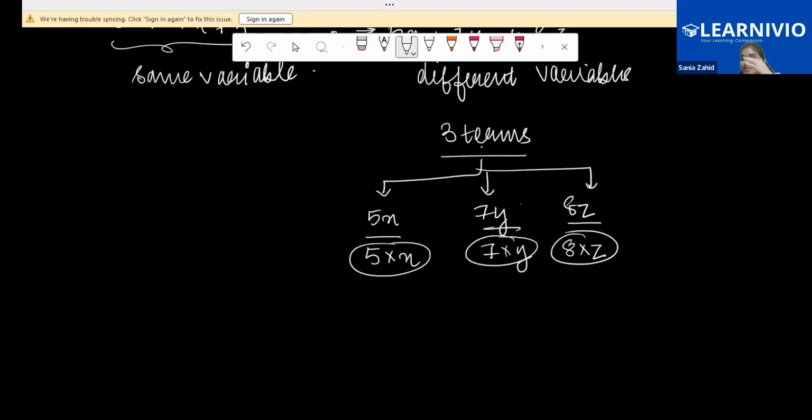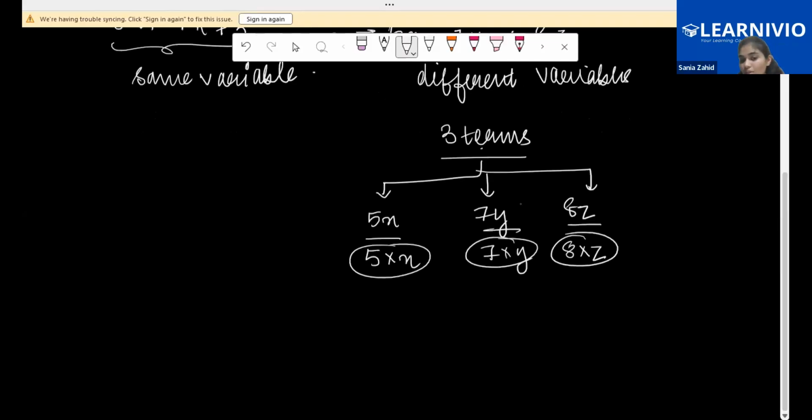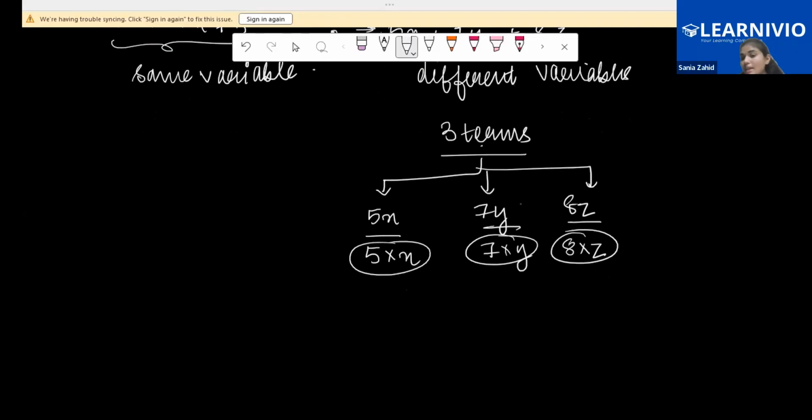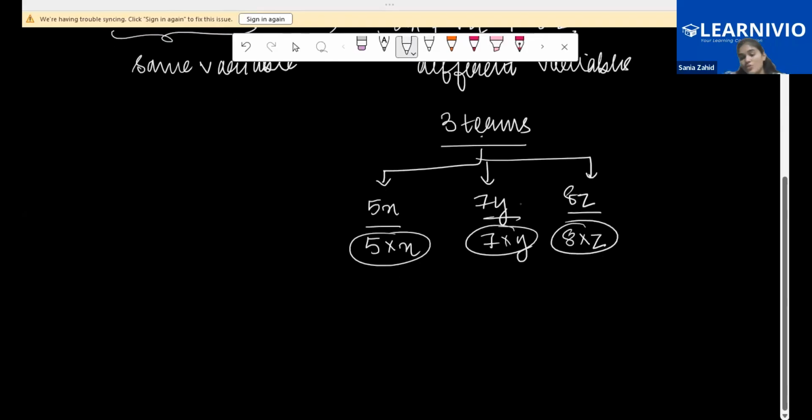So this is the basic knowledge that you must have: what is the meaning of terms, how terms are formed and everything. I'm audible, right, children? Yes, ma'am. Okay, and what is the meaning of coefficient? If I ask you what is the coefficient of x, y, and z, you will tell me, ma'am, the coefficient of x is 5, y is 7, and z is 8. So coefficient means the number that is attached with the variable. Remember, x, y, and z are the variables, 5, 7, and 8 are the coefficients of those variables, right?